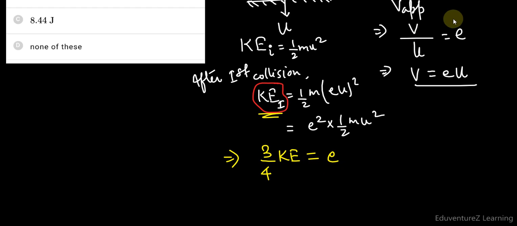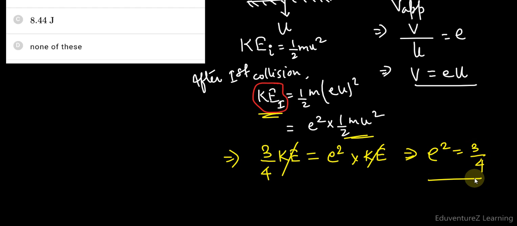Now it will be equal to e square times the kinetic energy, because this is the initial kinetic energy. So it gets cancelled here and you get the value of e square as 3 upon 4. So after first collision, the kinetic energy is e square times. After second collision, it will be e to the power 4 times, and after third collision, it will be e to the power 6 times.